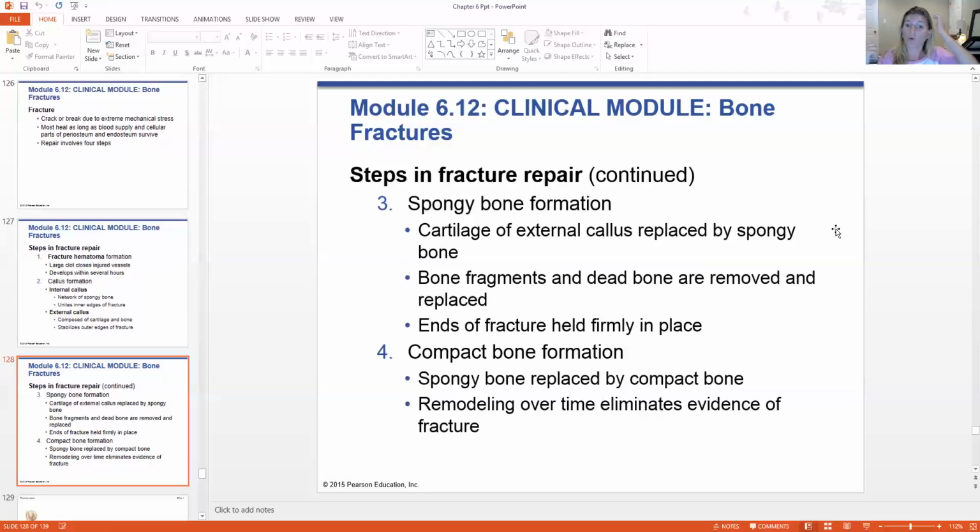Compact bone is going to form. Basically, that spongy bone is replaced by compact bone, and remodeling over time will remove all the evidence of the fracture. Although if you have ever broken a bone, like I broke my radius about a year ago, I can still feel extra bumps on my wrist here. And that is the remnants of that remodeling. My bone's still undergoing remodeling from that.